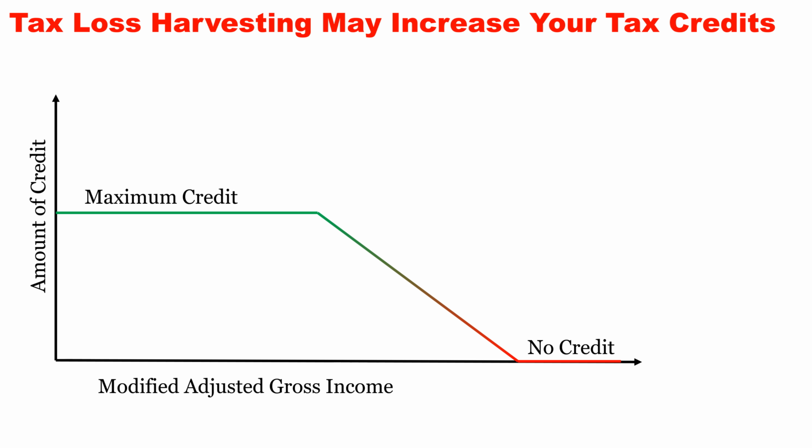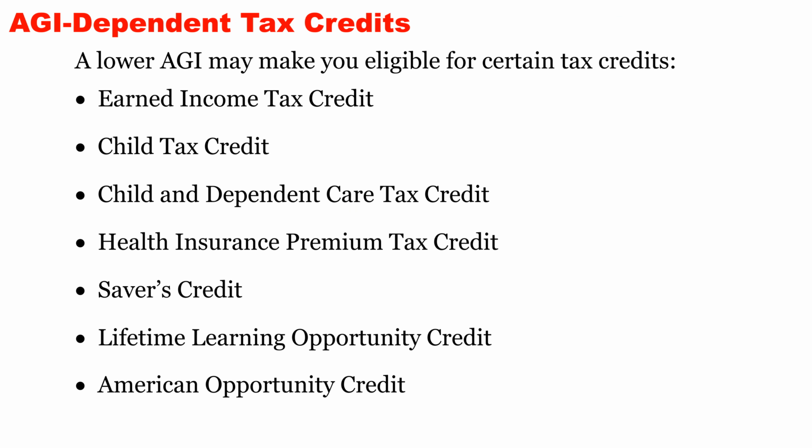This is a simplified schematic to illustrate this general idea. In regard to income, these tax credits are maximized when income is below the phase-out range, eliminated entirely above the phase-out range, and increased with decreasing AGI from the end of the phase-out range to the beginning. A lower AGI may make you eligible for these tax credits.